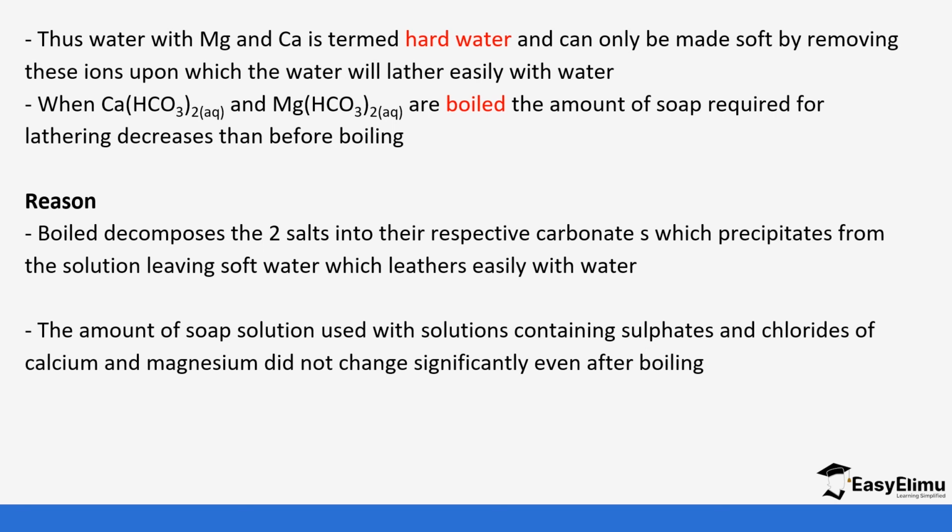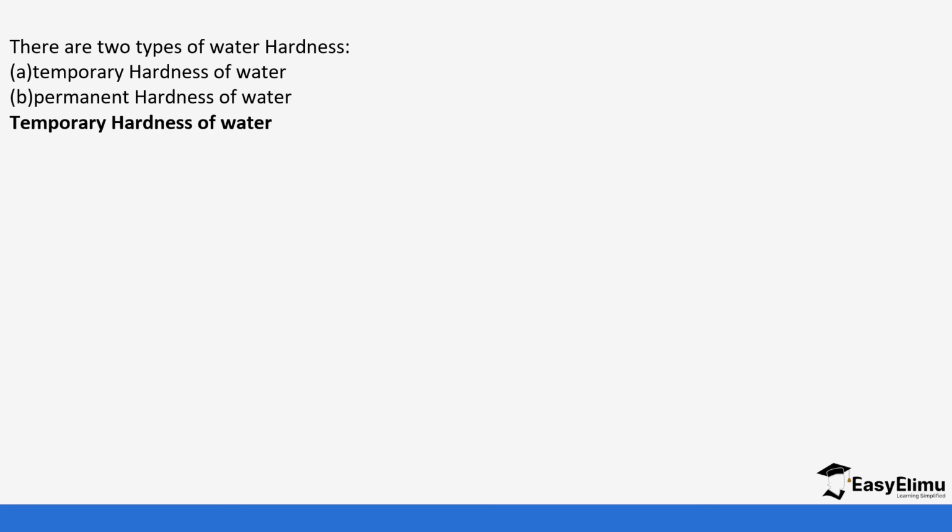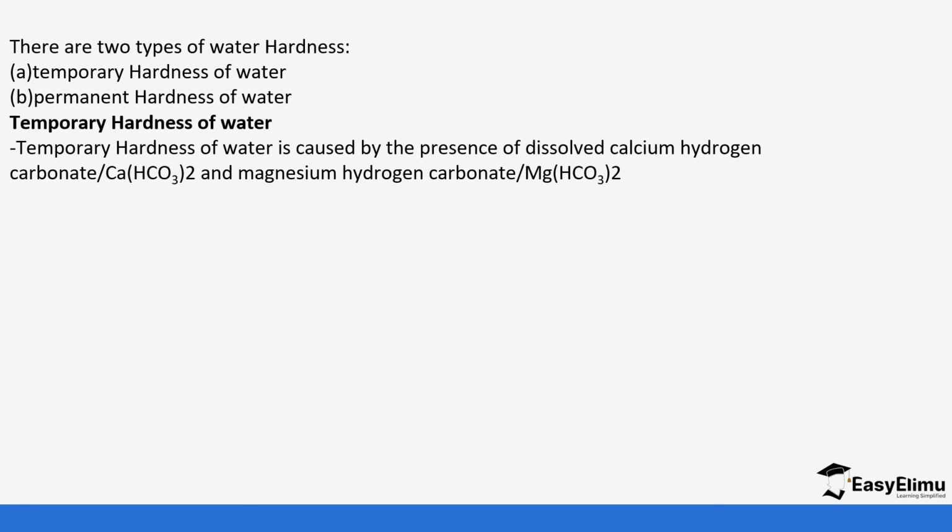So these ones, if you boil them, their lathering does not change. If they didn't lather initially, they are not going to lather even after boiling. So the soluble sulfates and chlorides of magnesium do not decompose upon boiling, hence cannot be precipitated out. So there are usually two types of water hardness. Now, in relation to what we have just discussed on the experiment, we have temporary hard water and permanent hard water. So temporary hardness is brought about by dissolved calcium hydrogen carbonate and magnesium hydrogen carbonate.